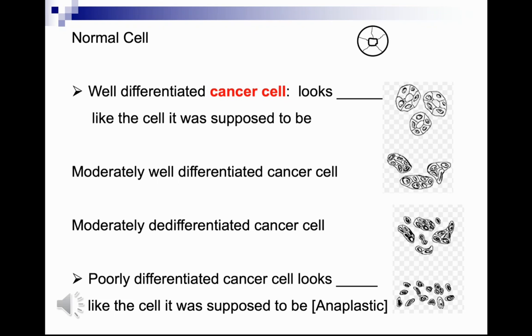So if a report says that you have a well-differentiated cancer cell, it looks a lot like the cell it was supposed to be, but it's cancer and it doesn't function like a normal cell. If the biopsy says you have a poorly differentiated cancer cell, that looks nothing like the cell it was supposed to be, and it certainly functions nothing like the cell it was supposed to be.